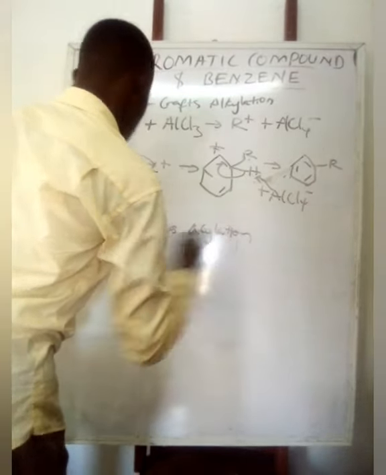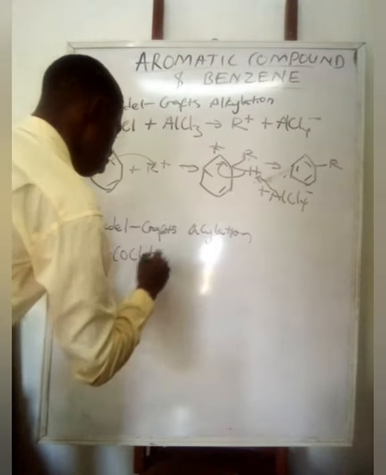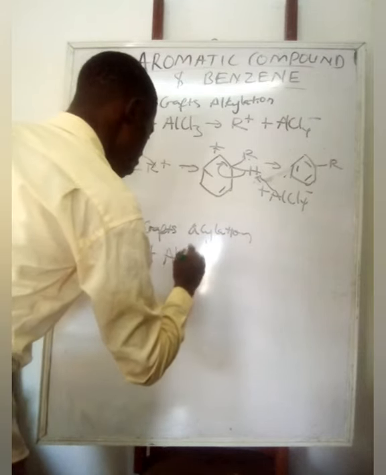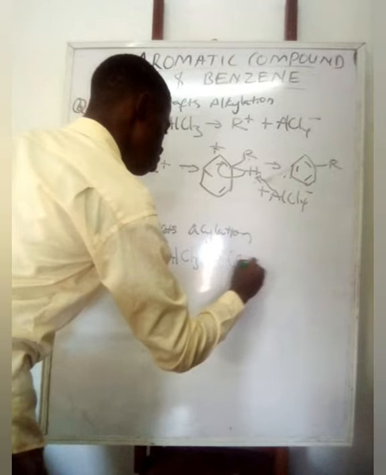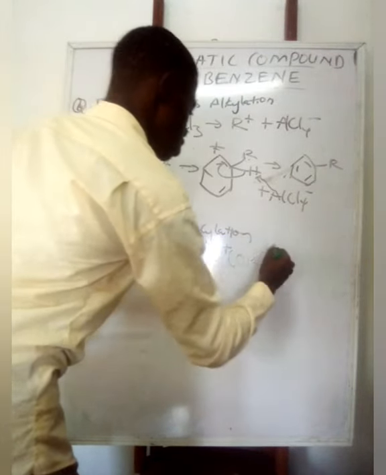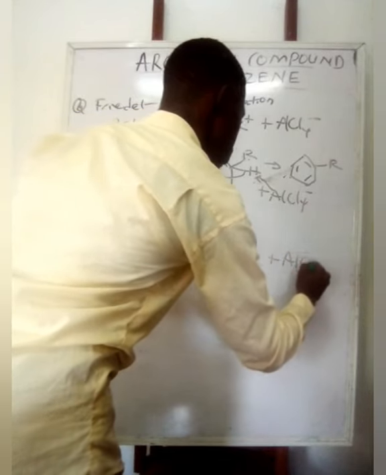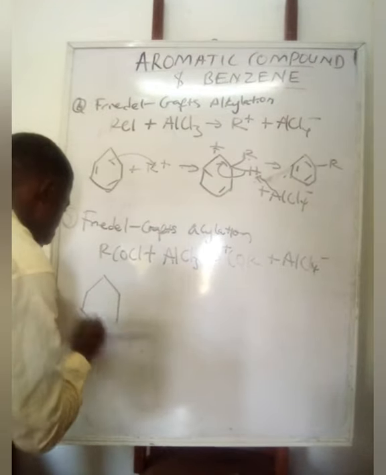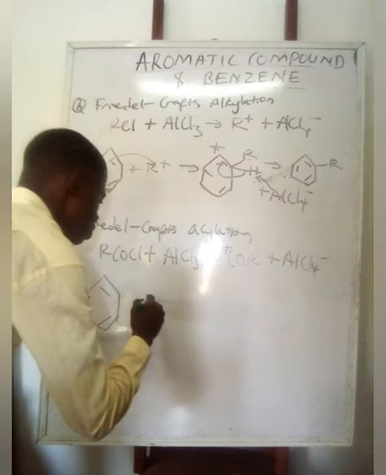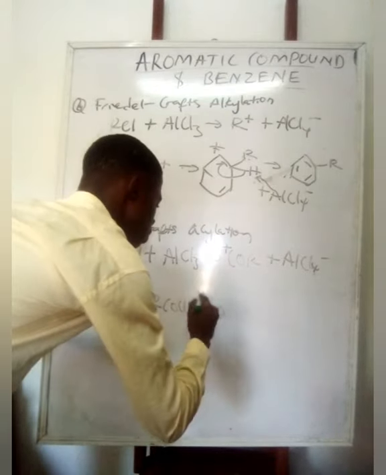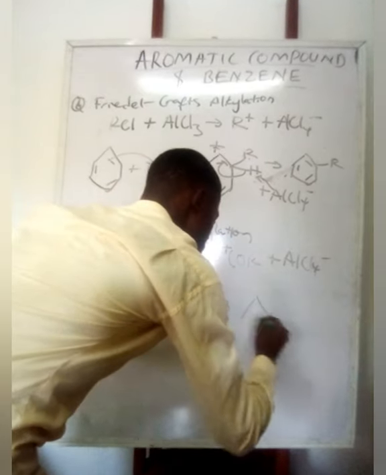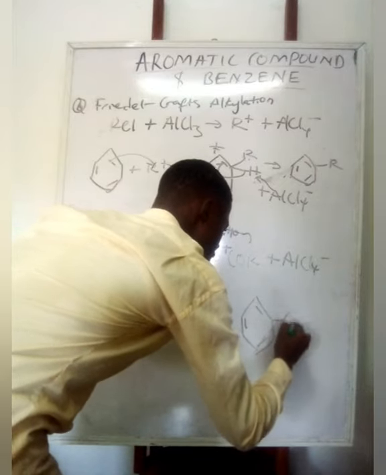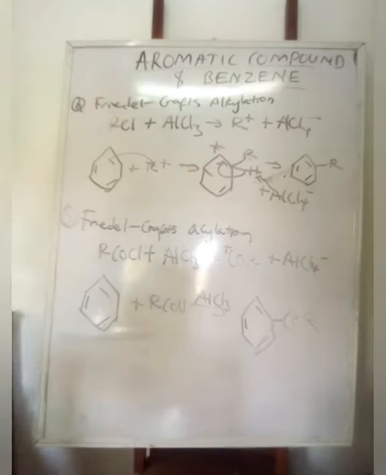So we are having RCOCl plus our Lewis catalyst AlCl3. We are having RCO plus, then we are having our AlCl4 minus. I don't need to show you the mechanism of this. Let's write out the equation. So we are having benzene plus RCOCl using the Lewis catalyst. Then you have something like this, and we have HCl. Now the benzene reaction is very simple.